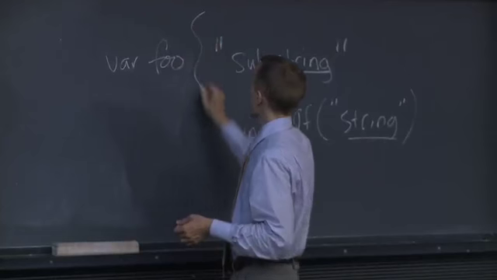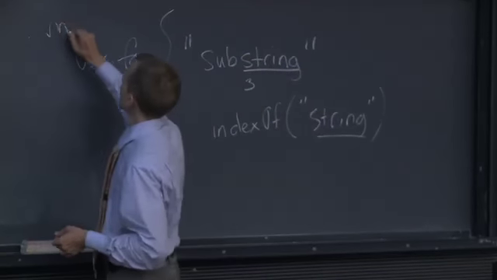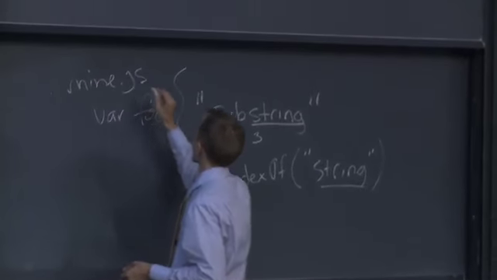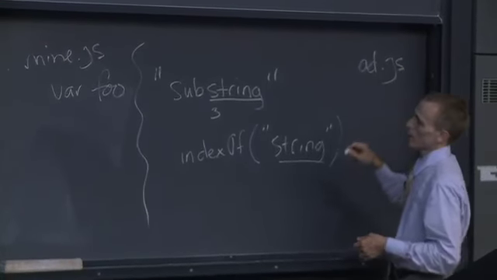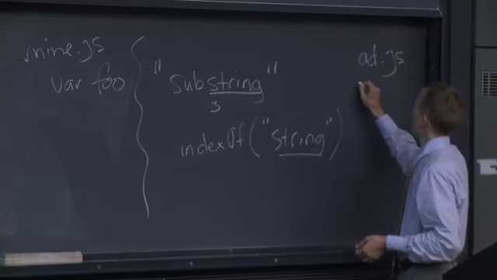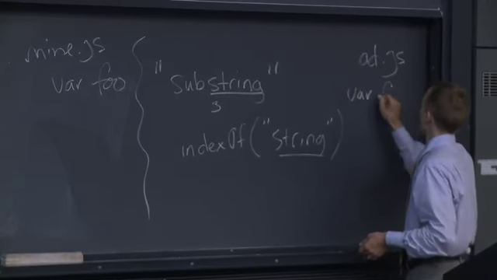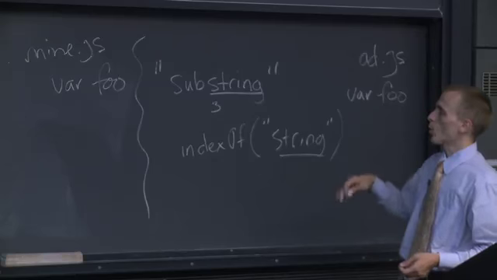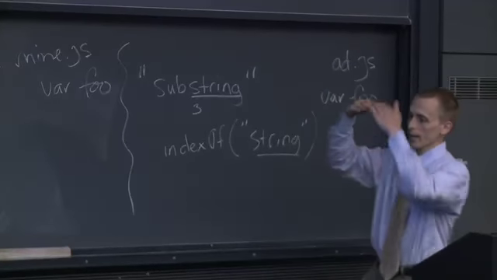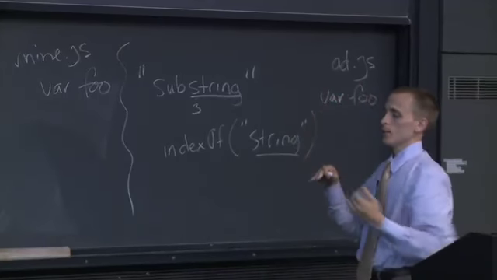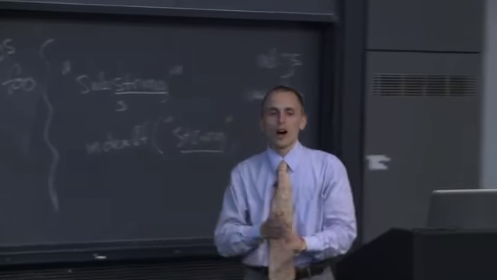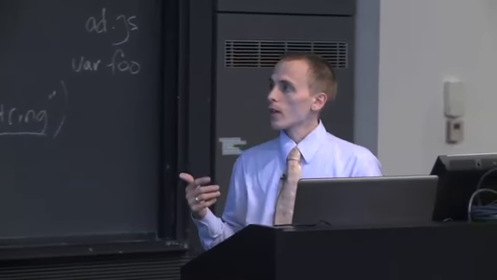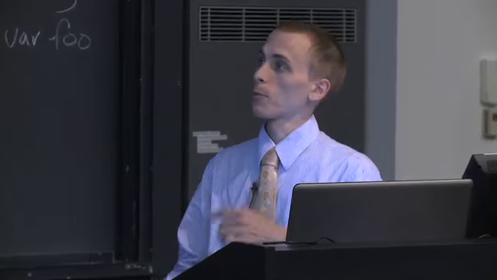in your JS file, and then in an add.js file, they, unbeknownst to you, also make a var foo, then whichever one is located lower on the page when it's actually loaded will clobber the earlier version of the variable. So this is very problematic in JavaScript. It's one of the, not the good parts of JavaScript, but one of the bad parts.